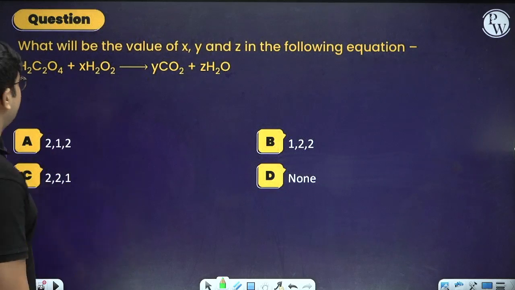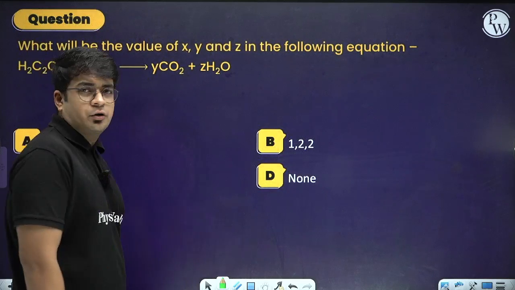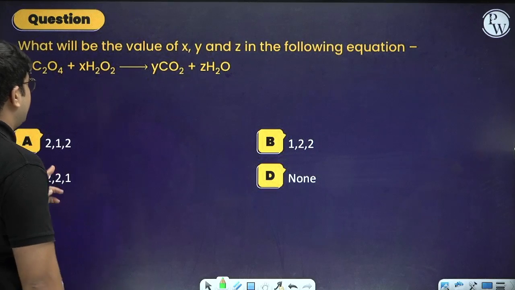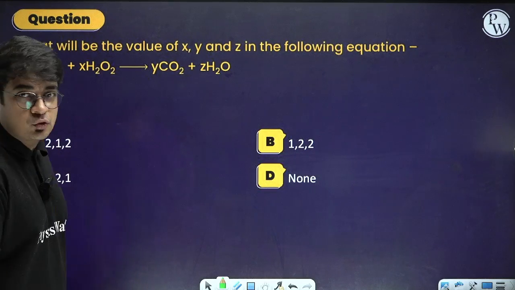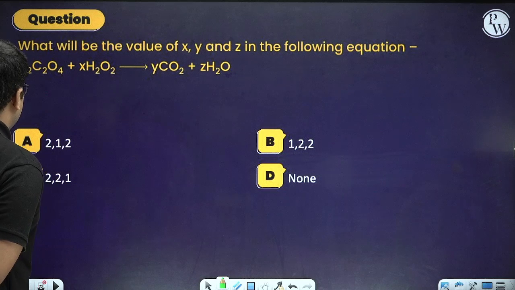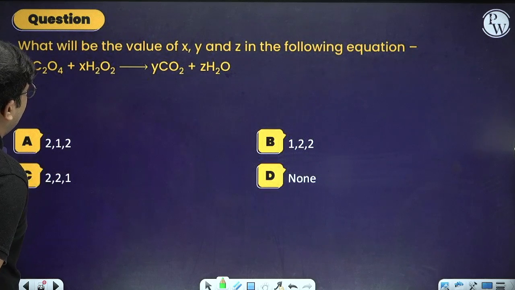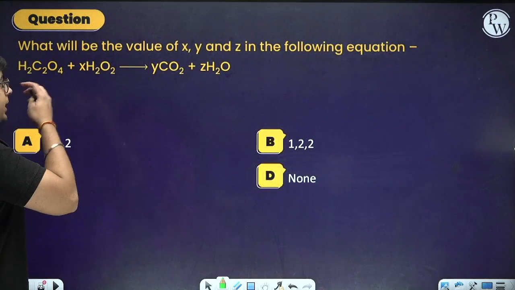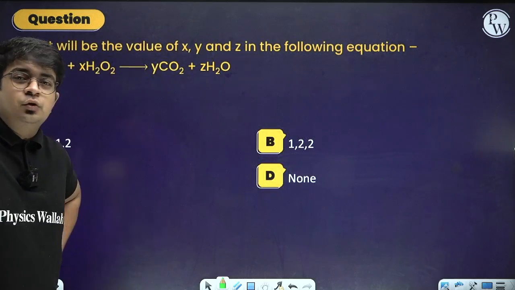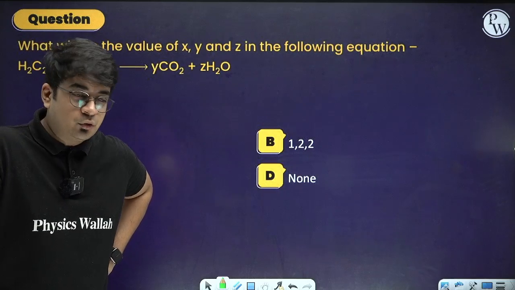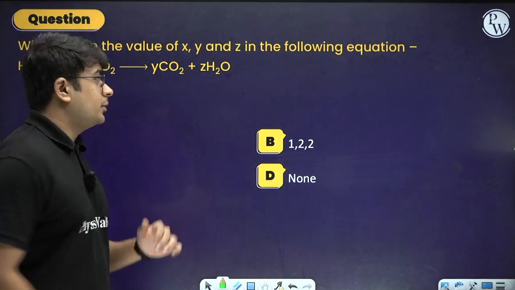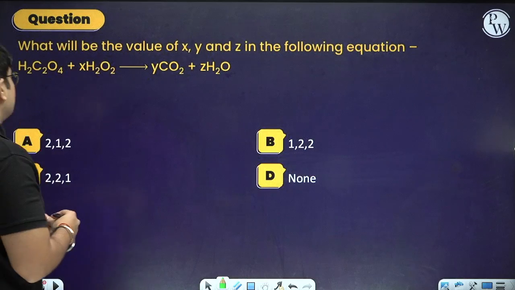Okay, so we have one question. What will be the value of x, y and z in the following equation? Very simple type of equation. You can see we have H2C2O4 plus H2O2 converting into CO2 plus H2O. So in this particular case, what can we do? Either you can convert the entire part into two equal halves, or you can use the hit and trial method that you used earlier in the mole concept, balancing of moles. So that part can be done, or either you can use the next part.